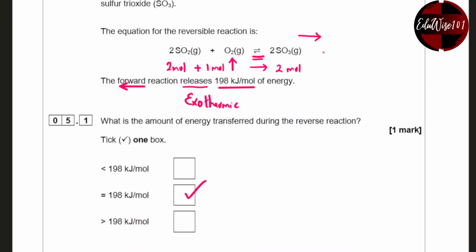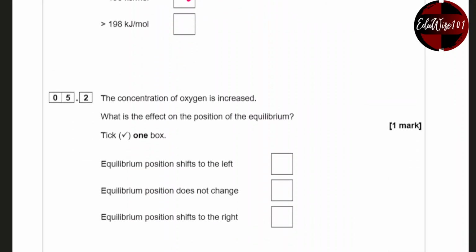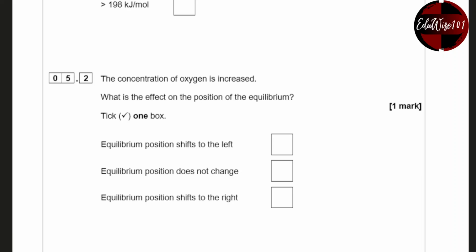So the position of the equilibrium is going to move towards the right. Now, this is where most of the students make errors. Which side is the right and the left? This is the right side as you're seeing it, and this is the left side. So what is the effect on the position of the equilibrium? The position shifts to the left, that is the backward reaction. Or the position does not change. Or the position shifts to the right, which is the forward reaction.